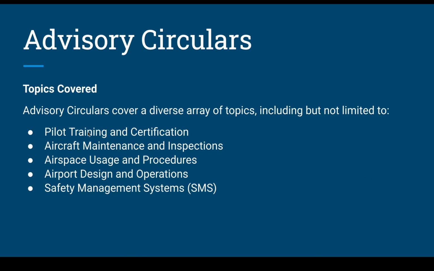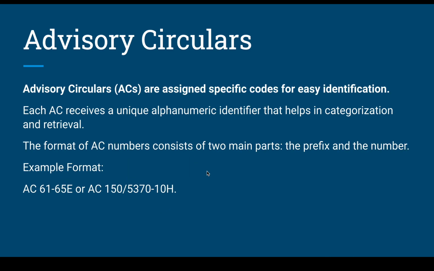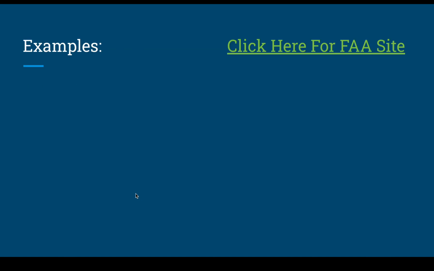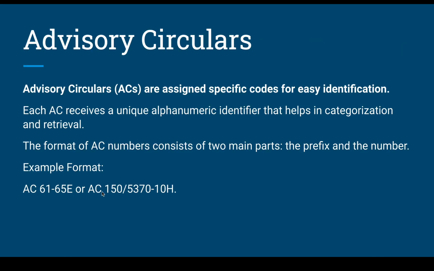Some topics covered would be pilot training and certification, aircraft maintenance, airspace usage and procedures, airport design and operations, and safety management systems. So you might want to pause and write those down in your notes. Advisory circulars are assigned specific codes for easy identification. Each AC receives an alphanumeric identifier, that means it has both letters and numbers, that help you recognize and retrieve it. So for example, you may have an AC 61-65E or AC 150/5370-10H. Those are long. Not super helpful, but you should know that.